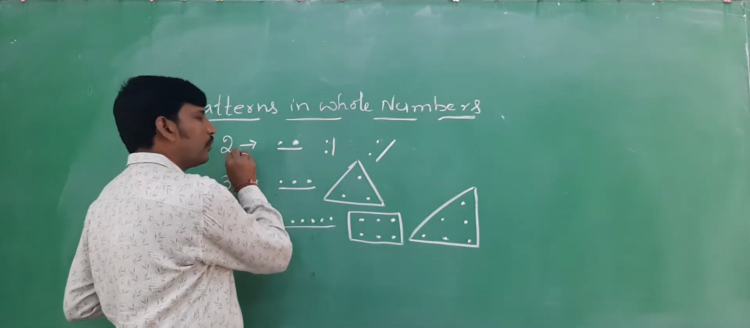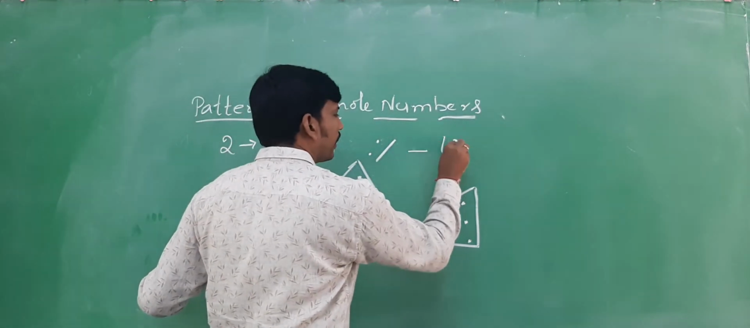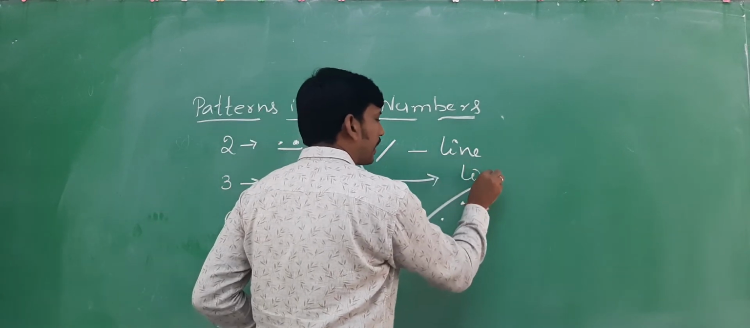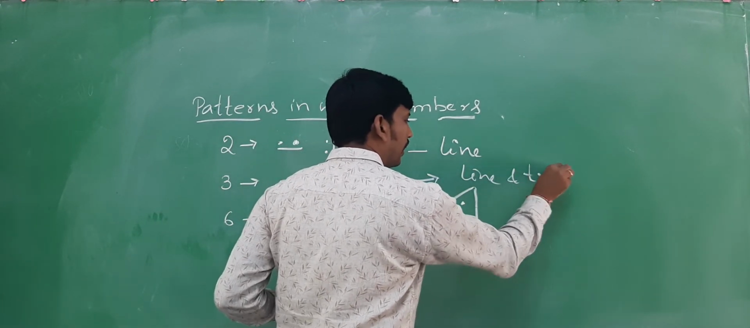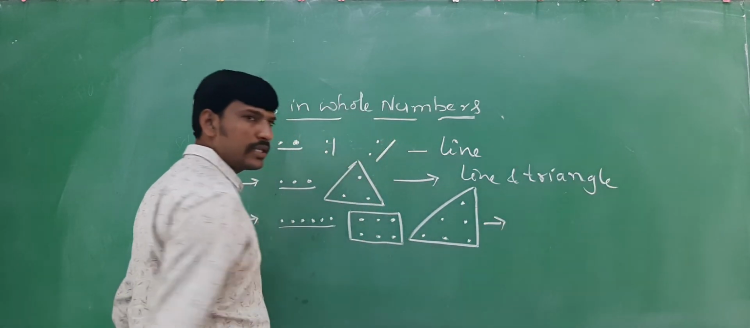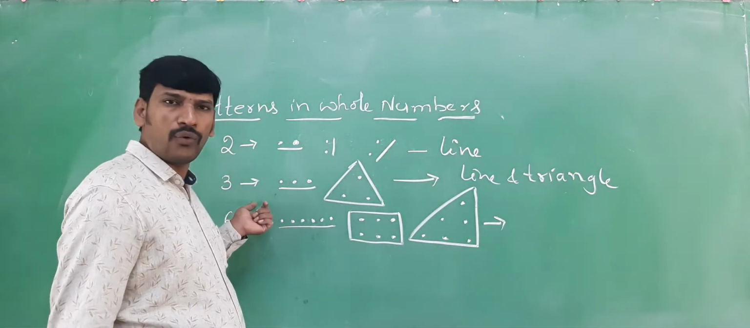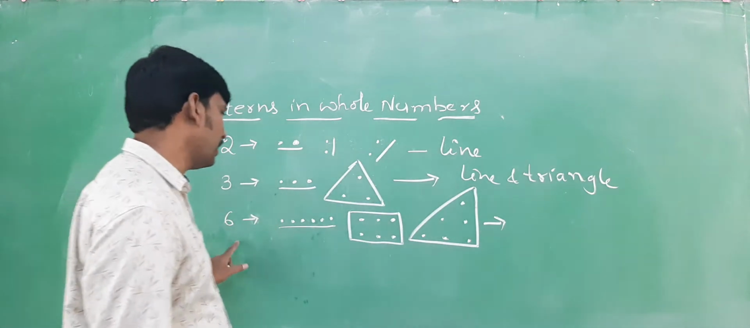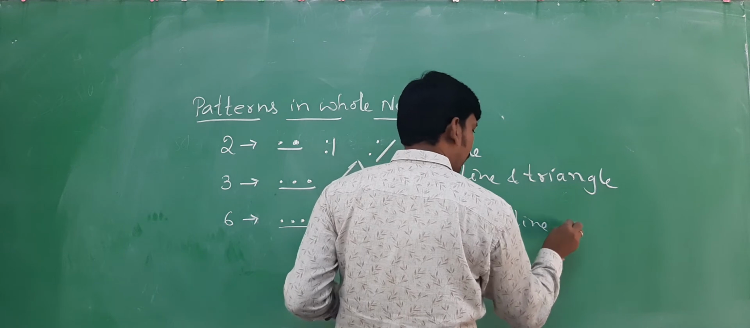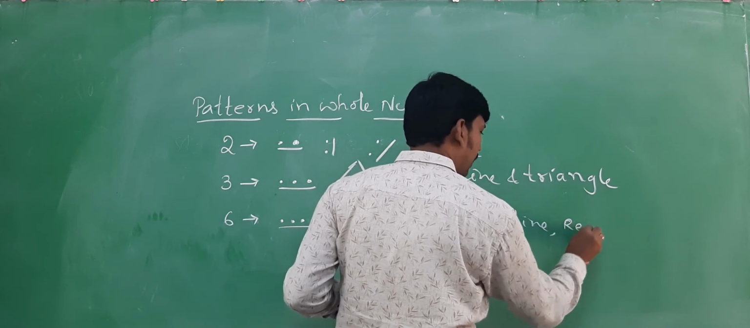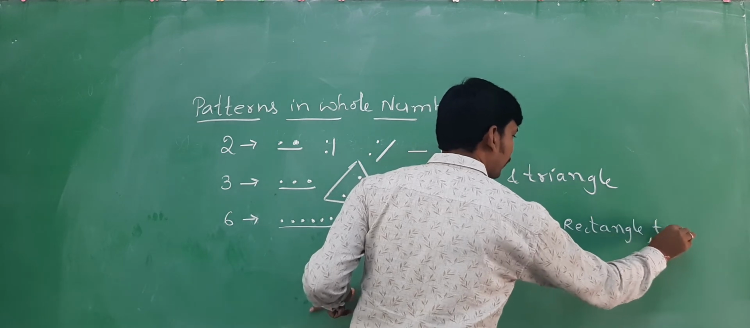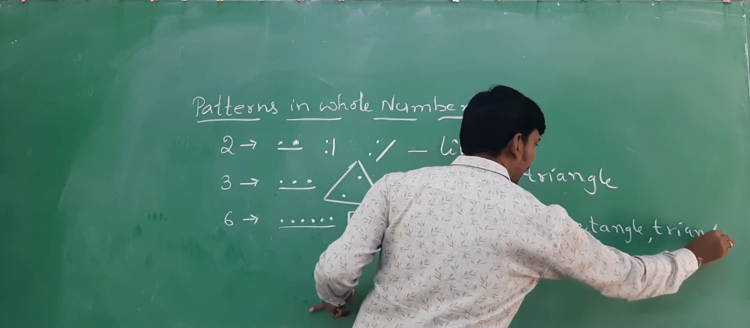From 2, we can form a line. From 3, a line and a triangle. Okay, line and a triangle. From 6, you can use 4, 5, 6, 7 also. From 6, you can form a line, a rectangle, and a triangle also.